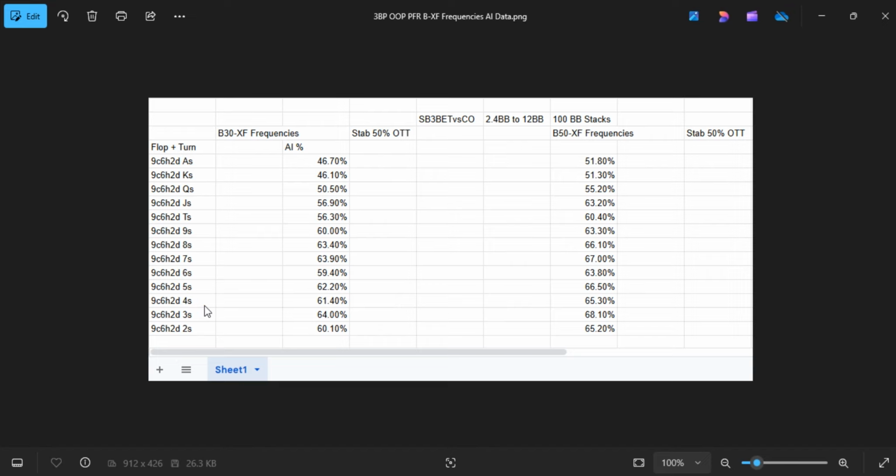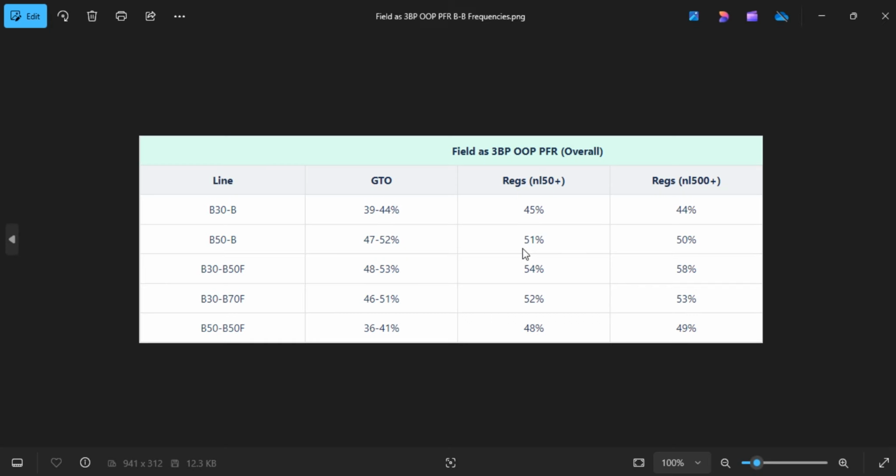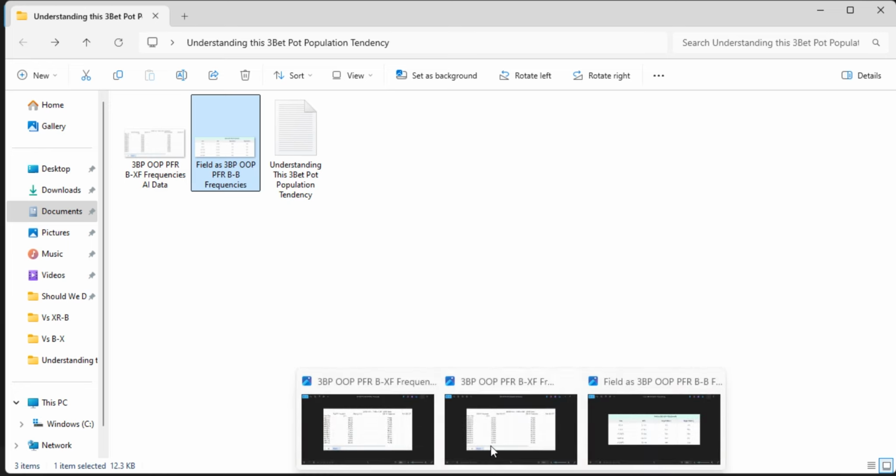Well, we have to go to bet frequencies in general, and then we're going to get more specific. This is the field as the 3-bet pot out of position pre-flop raiser, bet. What do you guys notice? You notice they are on the high side of GTO, over-barreling the turn. Since we know this, when they check, the turn card is the biggest factor in if we should stab or not, because we know there is an overfold in the bet-check-fold line, but we want to understand, should we be stabbing or should we be checking?